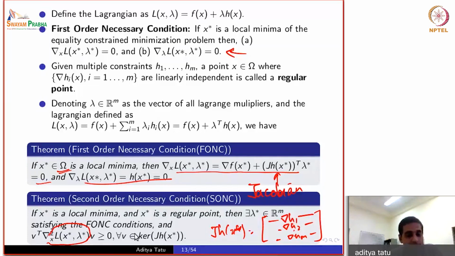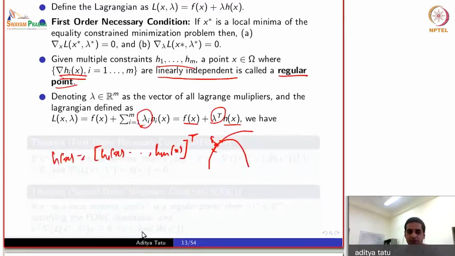Because it's convex at the point. Yes, exactly. Second derivative being positive means it is like a bowl, an upright bowl. And why are we multiplying it by V? Because it's a constrained optimization problem, right?